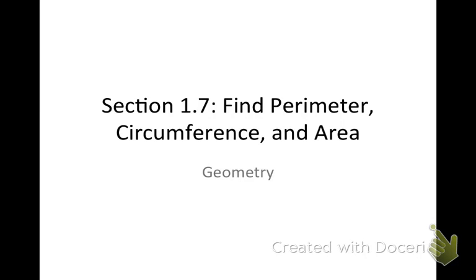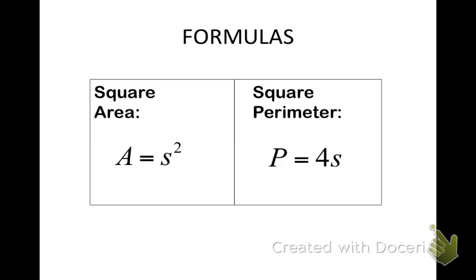Squared, right? So for our area formula for a square, we're going to think about it as S squared, where that S represents your side. Then how do we find perimeter? Add all the sides together. Since all the sides are the same, we could just multiply it by 4 instead of adding it 4 times.